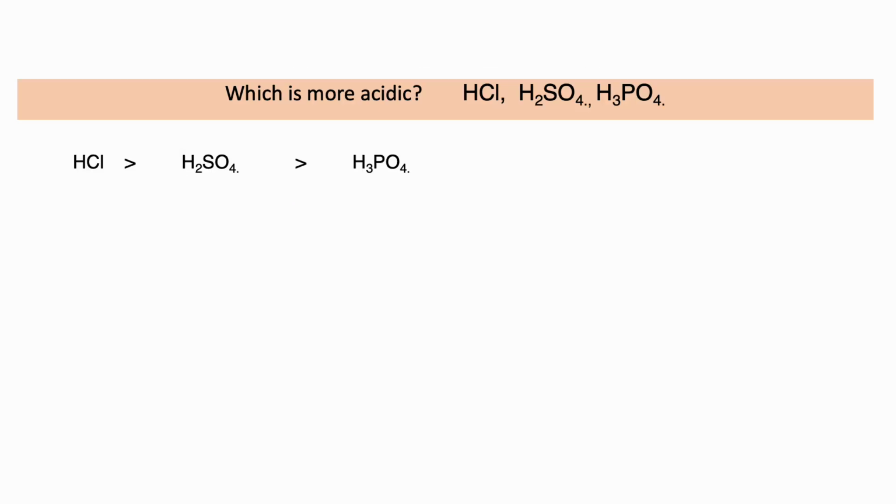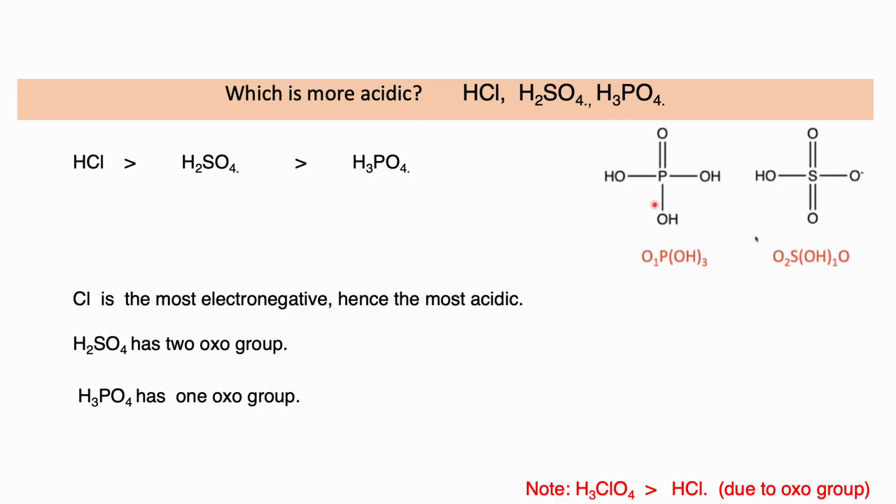Which is more acidic among these acids? You have your chloric acid, sulfuric acid, or phosphoric acid. Try to guess. This is your phosphoric acid, and this is your sulfuric acid.